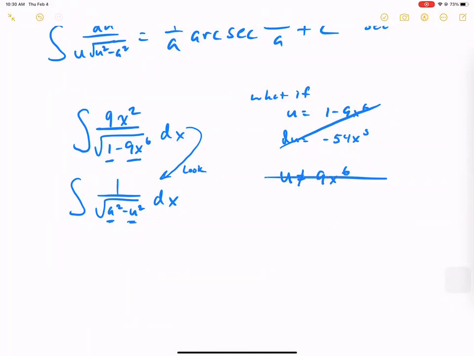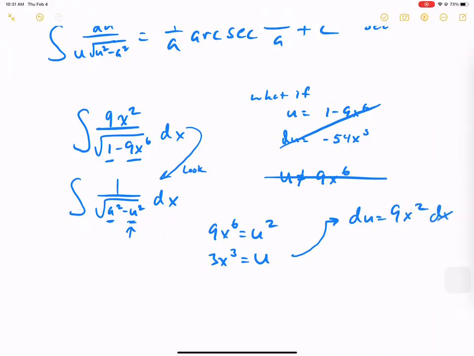We are going to say what would have been u squared here. If 9x to the 6 is u squared, then u has to be 3x cubed. If u squared is 9x to the 6, u by itself is just 3x cubed. Now here's where our u substitution happens. Let's take the derivative of u. du is 9x squared dx.